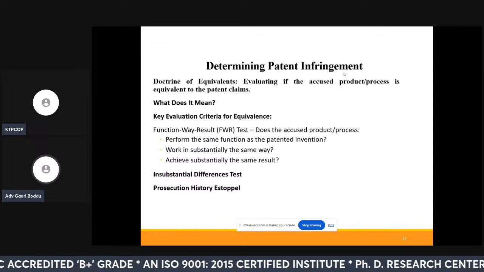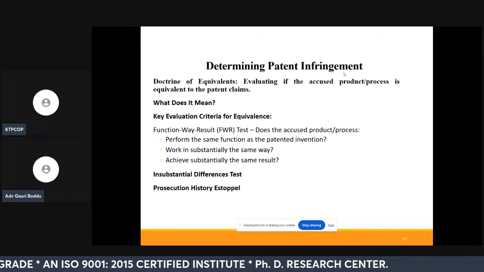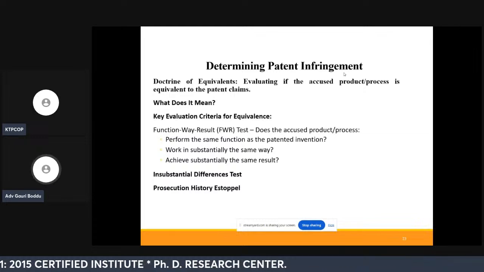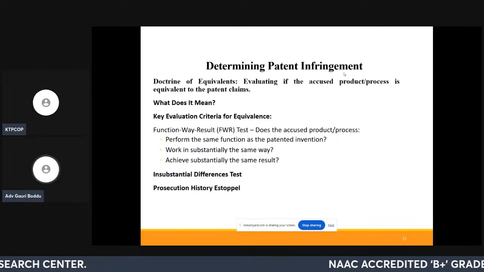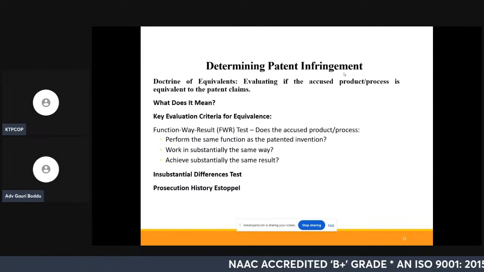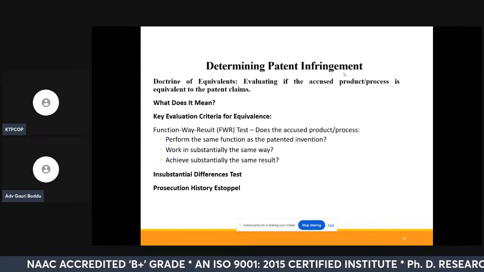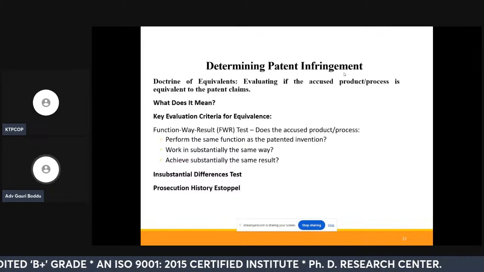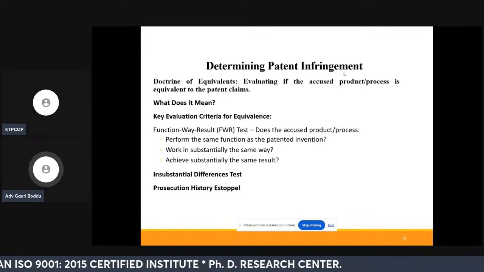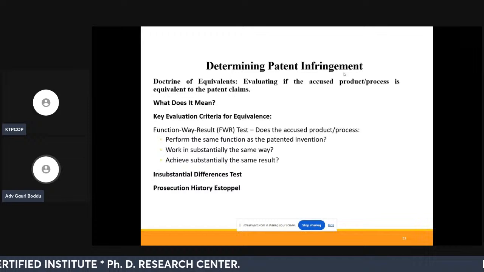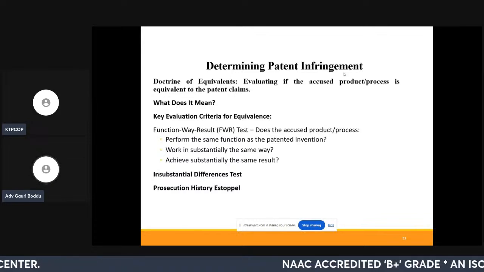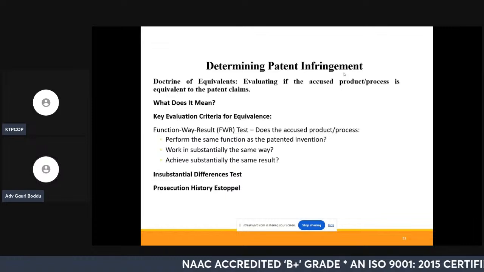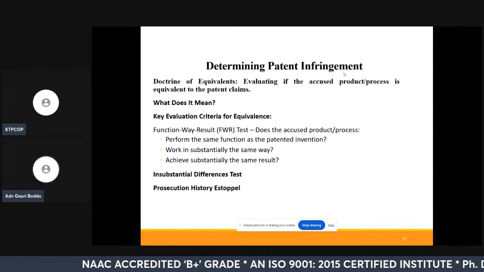Now, the key evaluation criteria for equivalence. FWR. What is FWR? The function-way-result test. Does the accused product or process perform the same function as the patented invention, work in substantially the same way, and achieve substantially the same result? Following are the steps where we can determine whether the person has made an infringement related to the doctrine of equivalents. These are the points we have to see if it is infringing our patent.